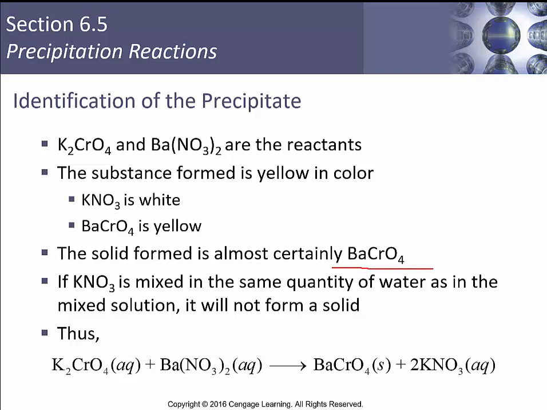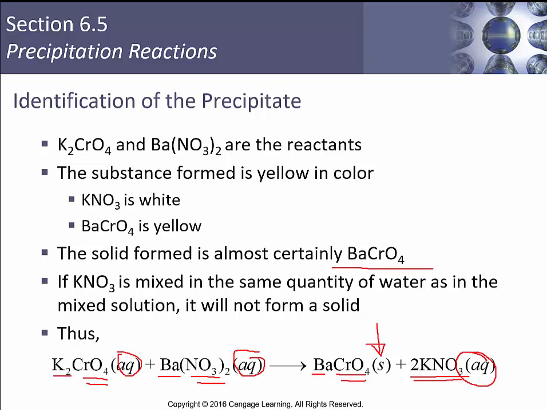If the potassium nitrate is mixed in the same quantity of water as the mixed solution, it will not form a solid. So if I take regular old potassium nitrate, dissolve it, I'm not going to form a solid. It's a very soluble solid. So therefore, my reaction is I've got potassium chromate and barium nitrate forming barium chromate and 2 potassium nitrates, but these guys are going to stay in aqueous solution, so we'll keep the AQ. These guys started out as aqueous solutions, and it is our barium chromate that forms our solid precipitate.